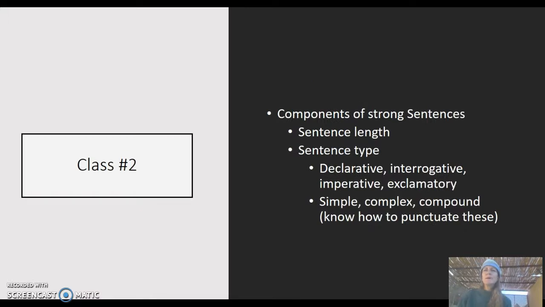In class number 2, we talked about components of strong sentences. We talked about sentence length, sentence type, and we identified two different types of sentence types that we wanted to talk about. Those were the type of sentence in terms of declarative, imperative, interrogative, or exclamatory. And also we talked about grammatical types of sentences, specifically about simple, complex, and compound. And I will highlight how to punctuate those. So make sure you take some time to review punctuation, particularly comma usage in complex and compound sentences.